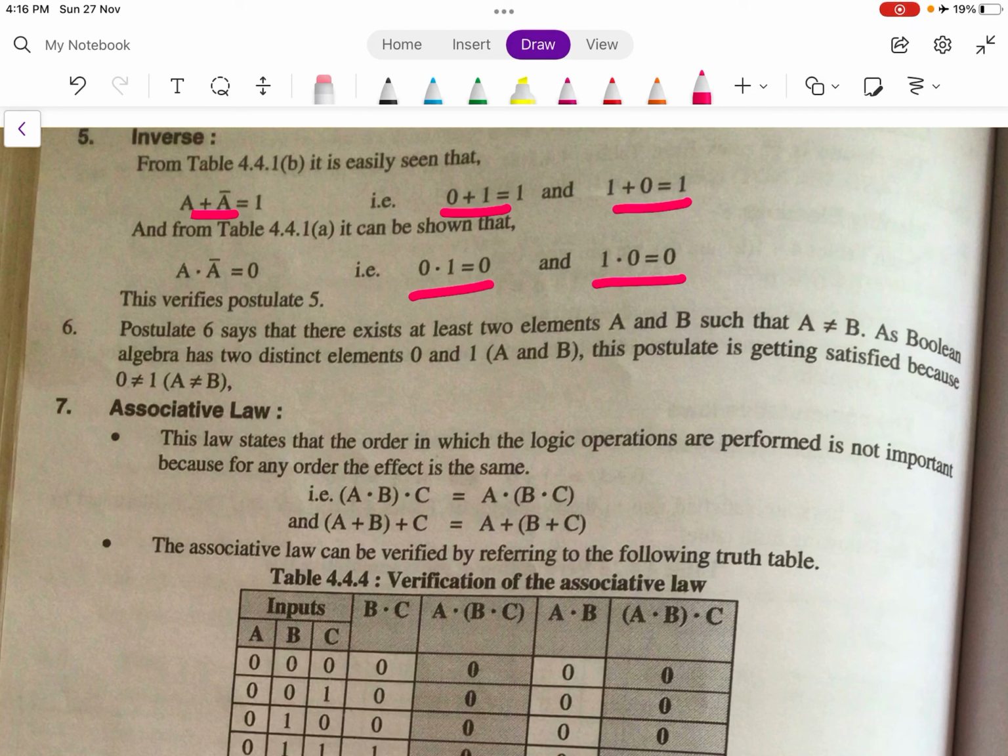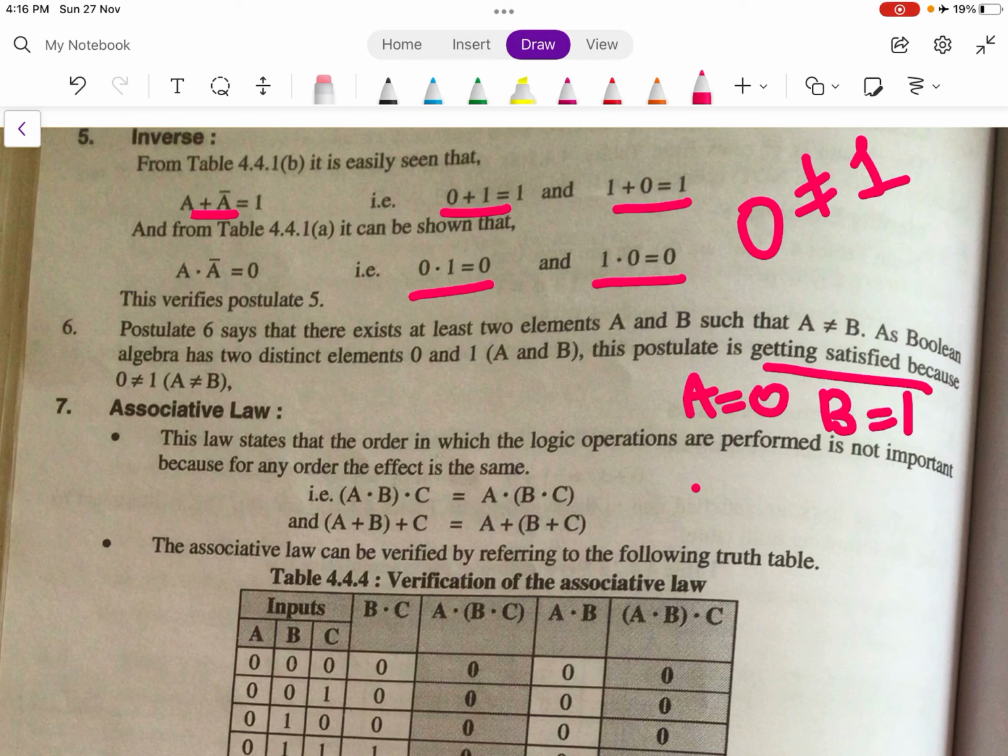Postulate 6 says there exist at least two elements A and B such that A is not equal to B. As the Boolean algebra has two distinct elements, 0 and 1, this postulate is satisfied because 0 is not equal to 1. If A is 0, then B has to be 1. If A is 1, then B has to be 0. A and B can never be equal.